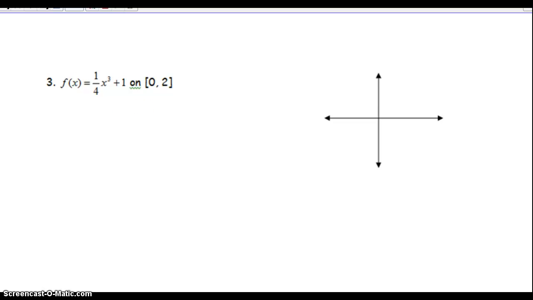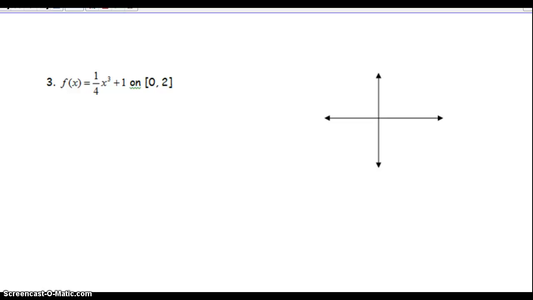Okay, now, we've got a great cubic here. We know our polynomial functions. Polynomial functions are continuous. Polynomial functions are differentiable. So this one I could use MVT and IVT. Do we have to find it?